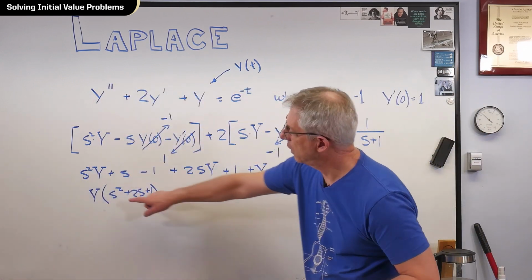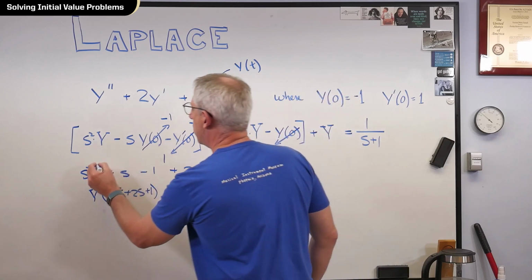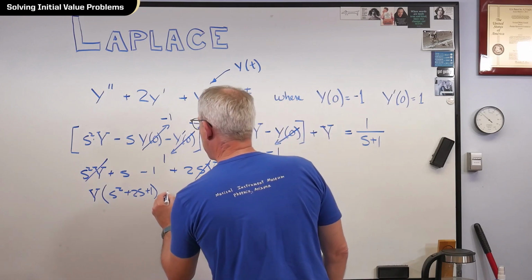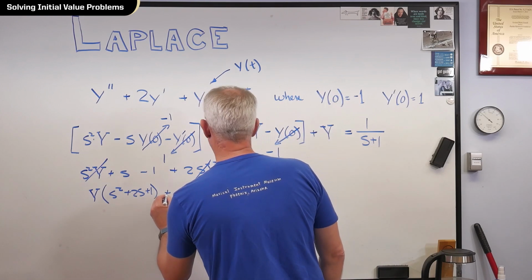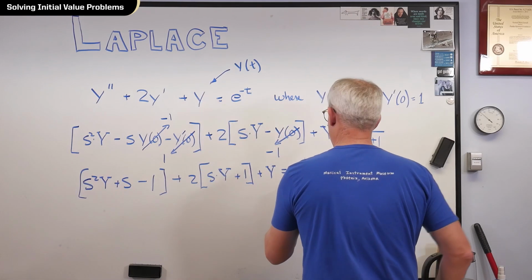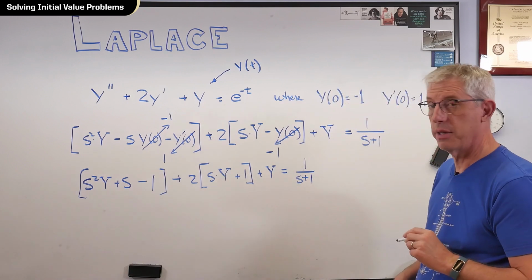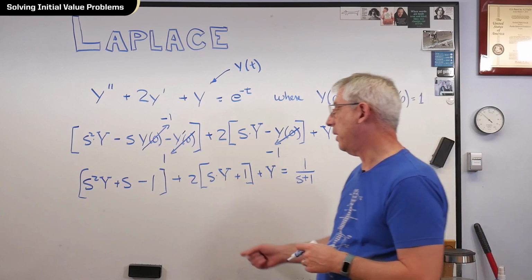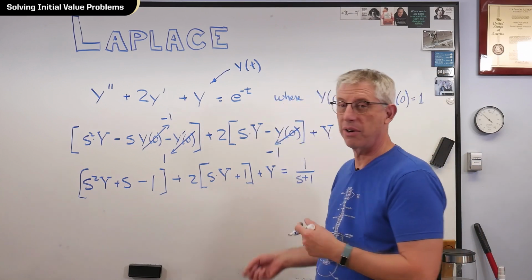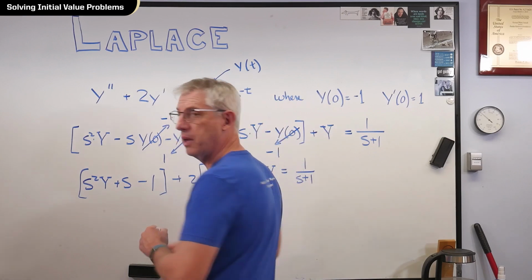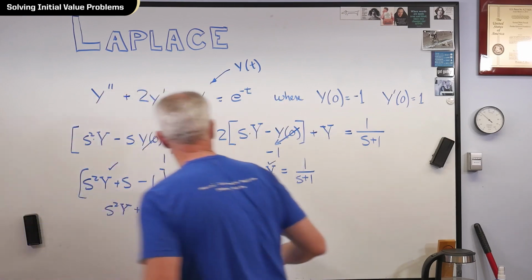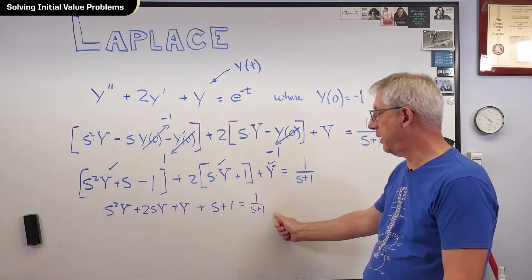Okay, so s squared plus 2s plus 1. So I took care of that one, I took care of that one, I took care of that one. And let's keep going. Okay, there's the next step. Let's write all this out, start gathering some terms here. Do I have enough room? I have enough room. Okay, here we go. There's the next step.